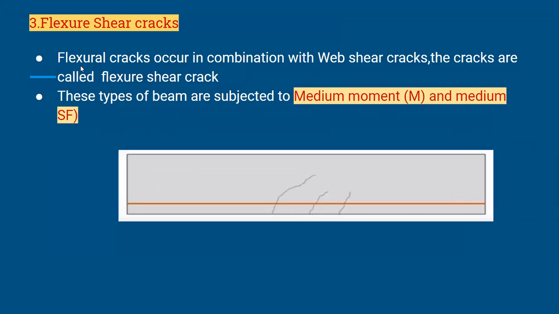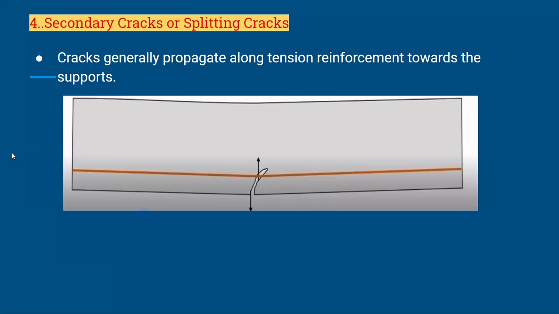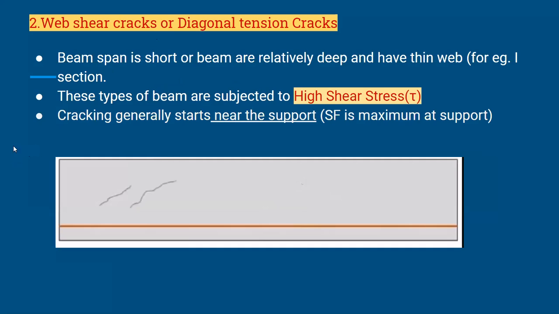Let's see the third one, flexure shear cracks. That means flexure भी है, shear भी है. So definitely if these beams are subjected to medium moment and medium shear force. Okay? This is the only thing. Okay. One more thing, this beam is short and beam is relatively having thin web.